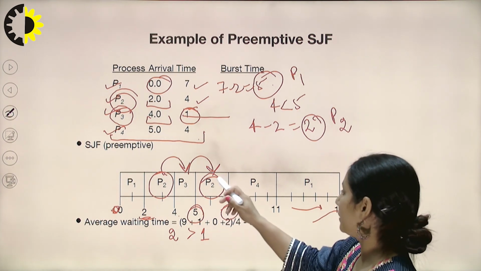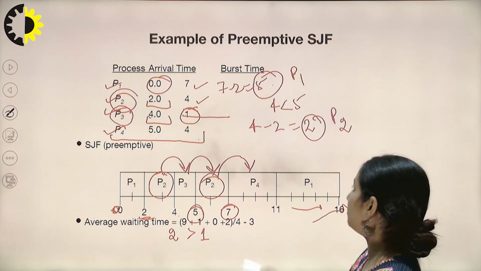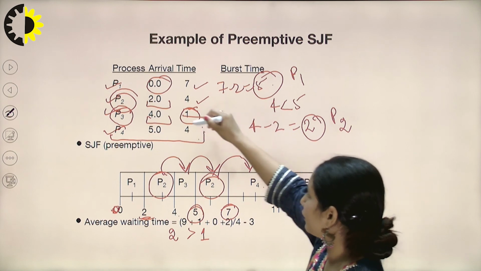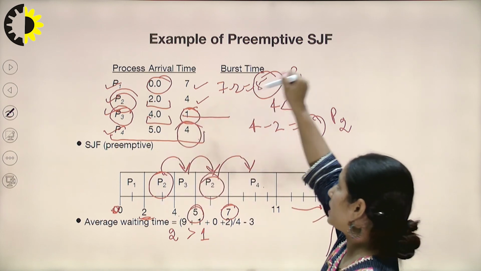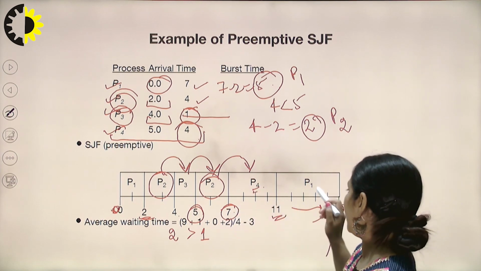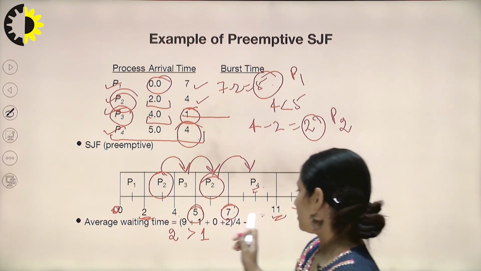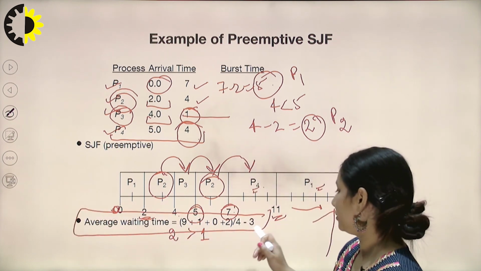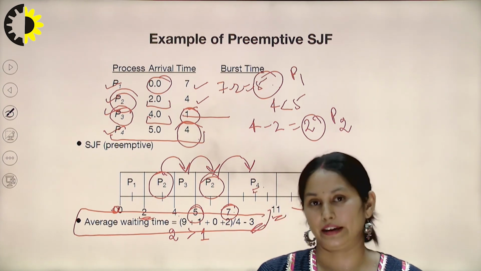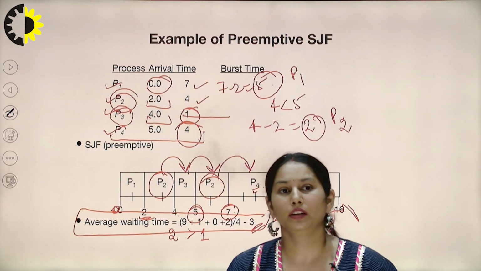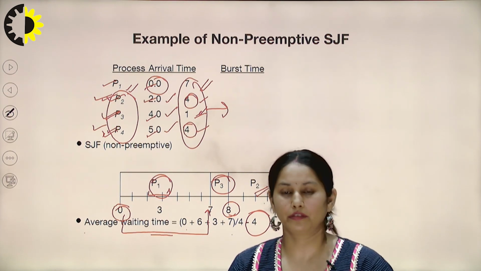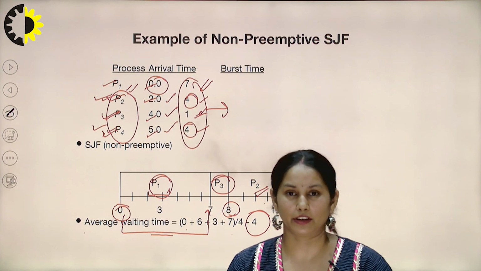Then after P2, your execution will jump to P4, because P4 has an execution of 4 units and P1 has 5 units remaining. So 7 to 11 for P4 and then P1. So the average waiting time will again be 3. This is the preemptive SJF; the previous one was non-preemptive SJF. The rest of the algorithms we will see in the upcoming videos. Thank you.